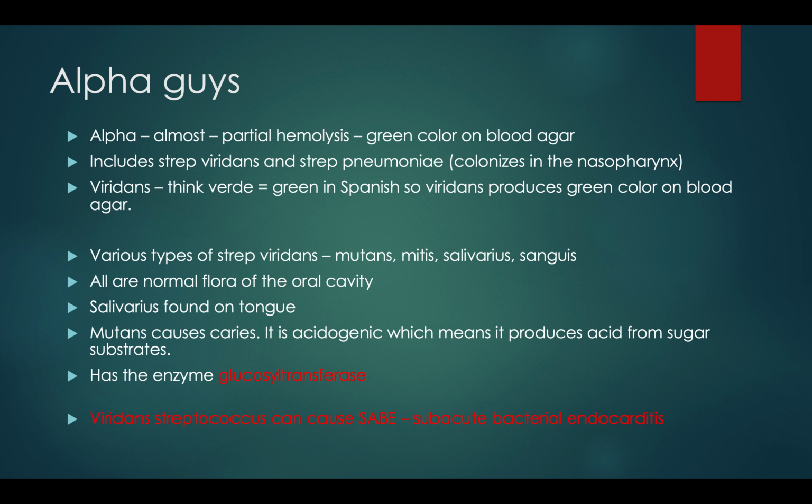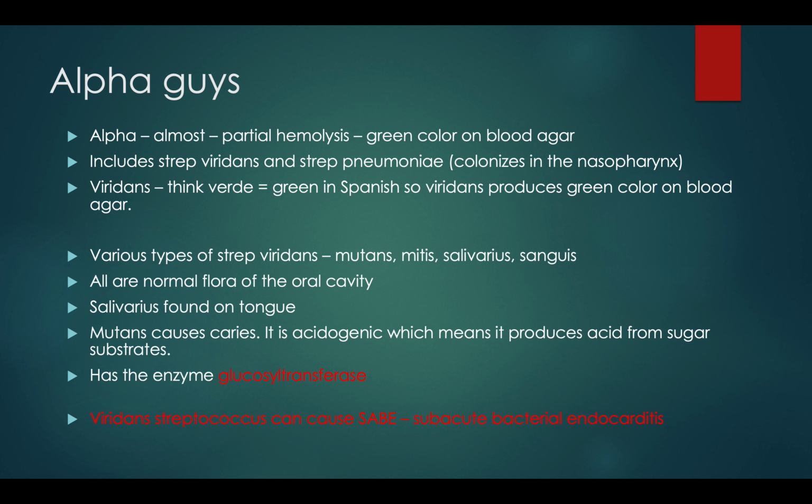We got a strep pneumoniae. They primarily live in the nasopharynx. That can be asked sometimes. Strep pneumoniae colonizes in which of the areas, and that's going to be nasopharynx. So, various types of strep viridans. There are mutans, mitis, salivarius, sanguis. Most of them are associated with caries. Gotta remember them. They're normal flora of the oral cavity.